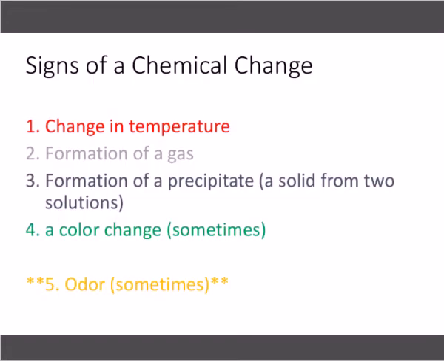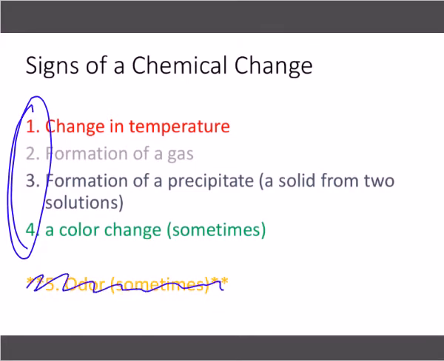All right. So we talked about the 4 signs. Make sure you know these 4 signs of a chemical change. Remember, odor is only sometimes, so we're not going to really worry about that too much. But you've got to know a change in temperature. So heat gained or lost. Formation of a gas. How do you know if a gas forms? What do you see? Bubbles. Okay. Formation of precipitate. It's a solid from 2 different solutions. And then a color changes sometimes.